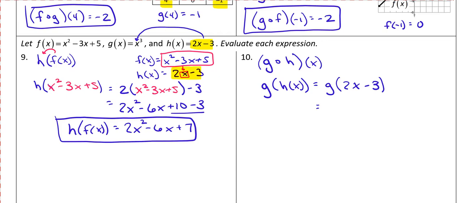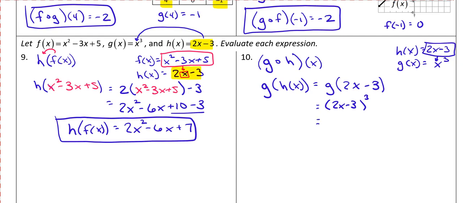So instead of having x cubed here, what we're going to do is replace the x and put in 2x minus 3. We are simply plugging in one function into the other. So h of x again is 2x minus 3. G of x is x cubed. You are taking this function right here and you are plugging it in right there for x. You're replacing it all together.